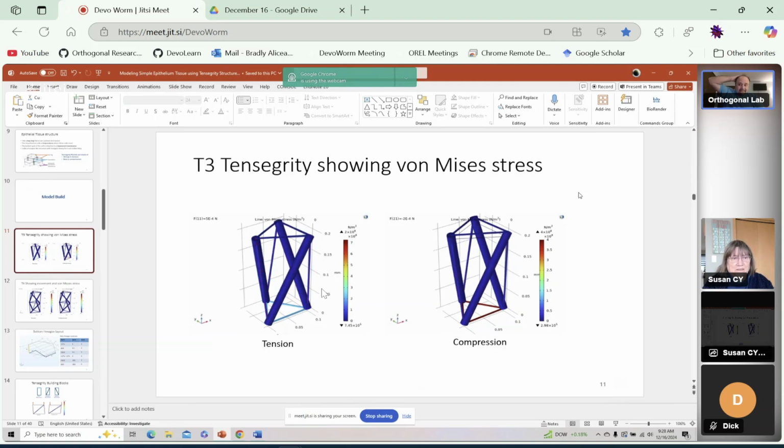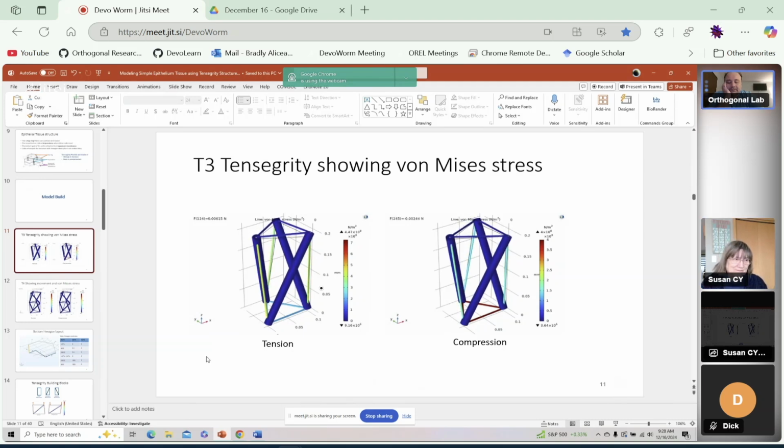And then this is a very common tensegrity structure, this T3. They use this all the time. And I just got a paper off the internet that says that they use this tensegrity structure to model E. coli and looked at how it sticks to surfaces. Anyway, it's about the simplest 3D tensegrity structure out there.